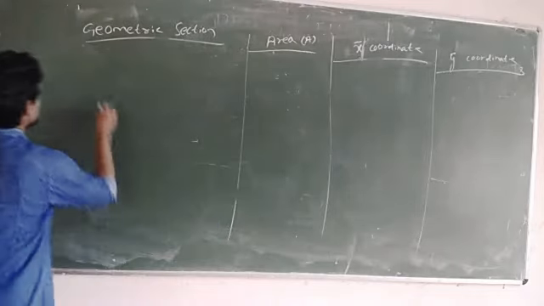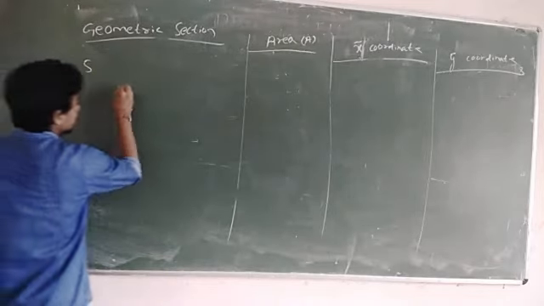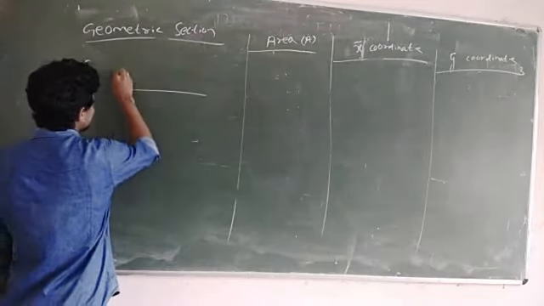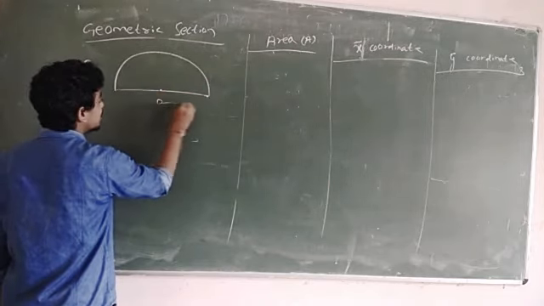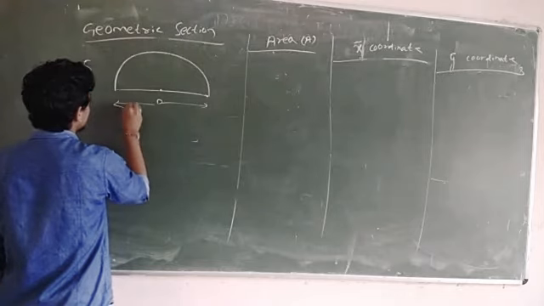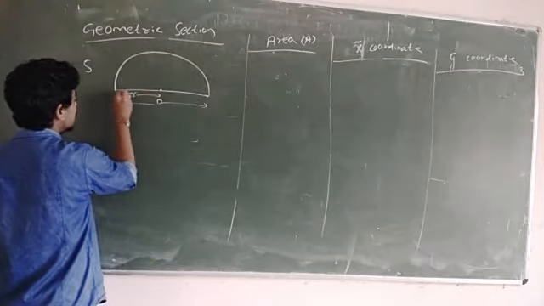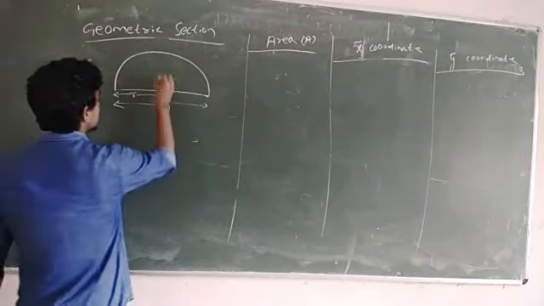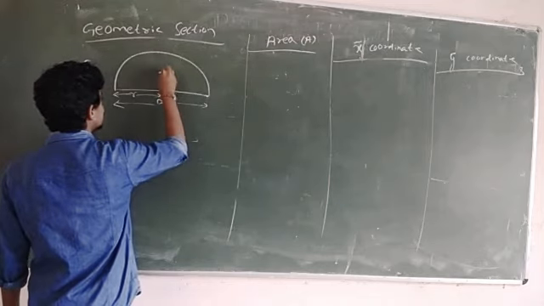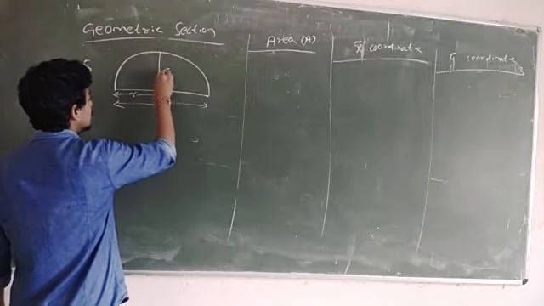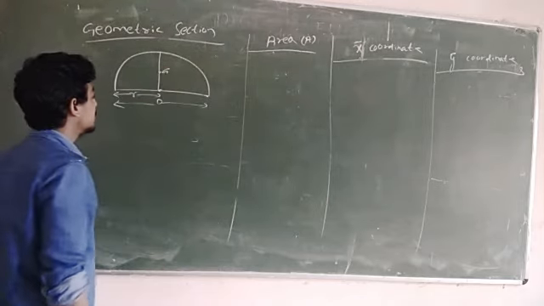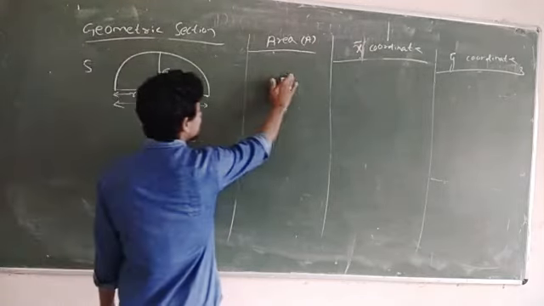One is, it can be semicircle. Suppose the diameter is capital D and the radius is small r. Suppose the center of gravity is somewhere here. This is our center of gravity. So the area will be just half of the circle.